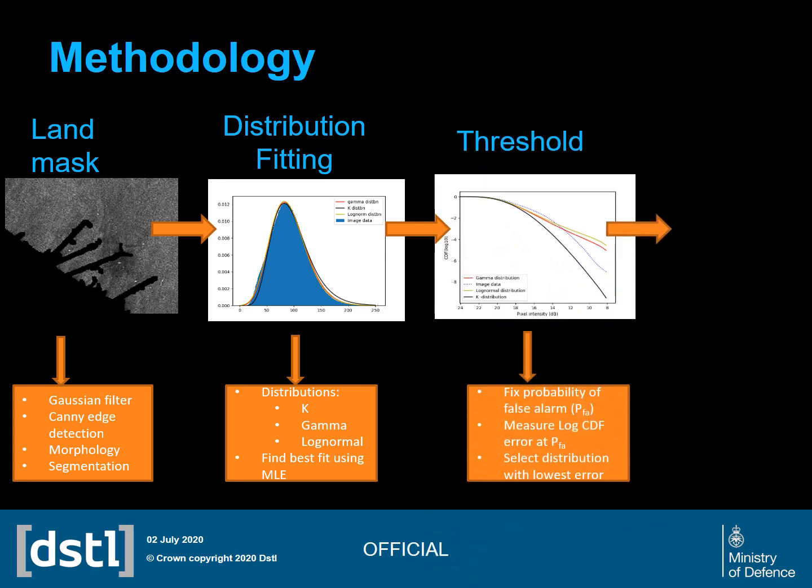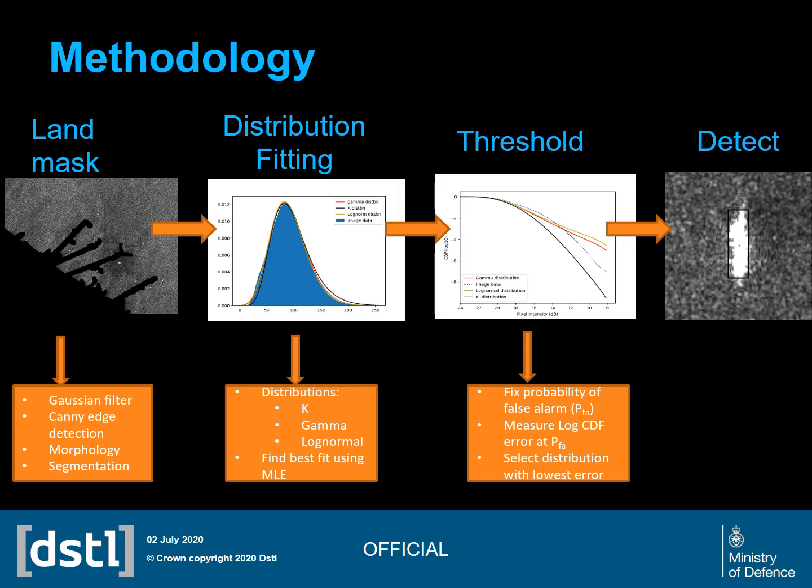I then used the best fit to find a threshold by setting a fixed probability of false alarm ranging from 10 to the minus 4 to 10 to the minus 6 and measuring the error in the pixel intensities. Applying the threshold and selecting a minimum acceptable vessel size yielded a detected ship in the image as a result.